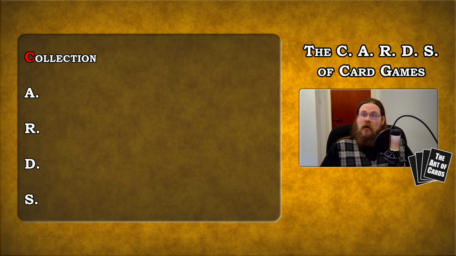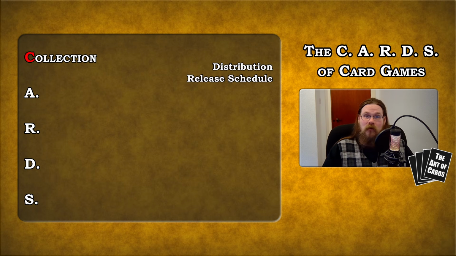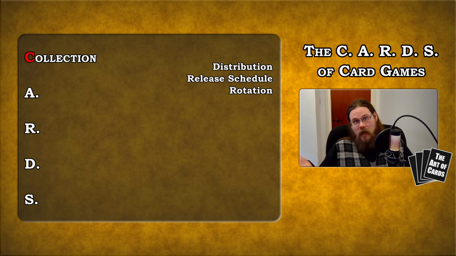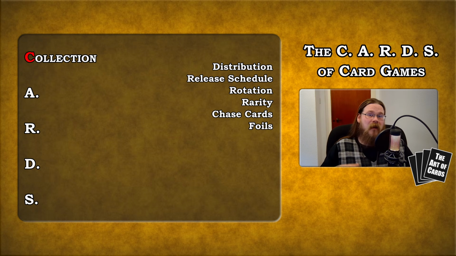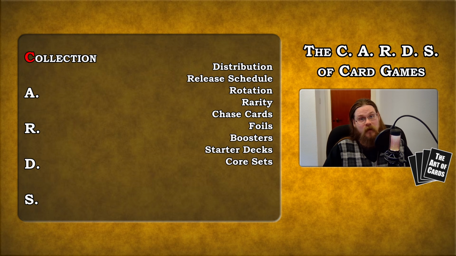Now, a collection would cover quite a few different aspects of collecting. These would be something like distribution, which we already covered, but also the release schedule. It would cover rotation, if your game has rotation. Rarity, if your game has boosters, you would sometimes need different kinds of rarities, which would also include something like chase cards or foils. Any kind of product types would also go under this category, such as boosters, starter decks, core sets, expansions, and so on. So basically, everything that goes into distributing your card game from a wide scope to a narrow scope would go into the collection category.